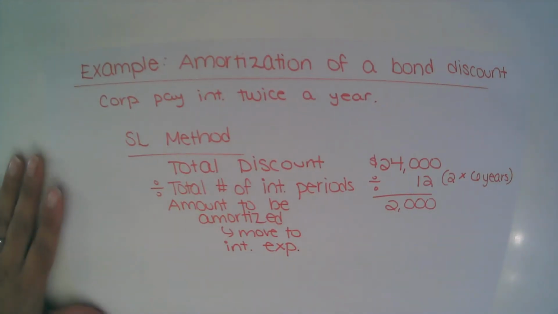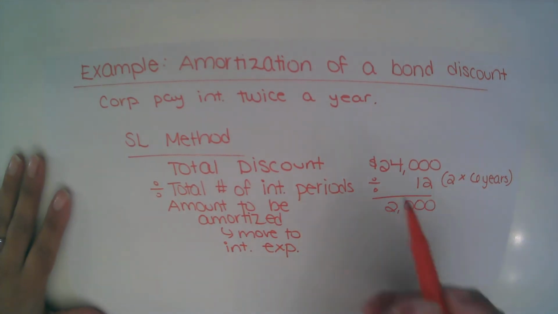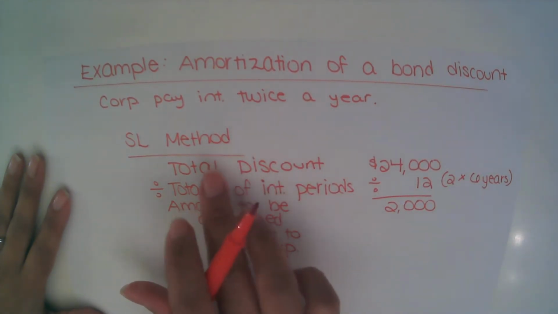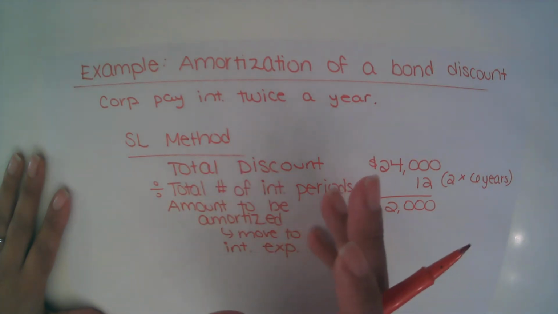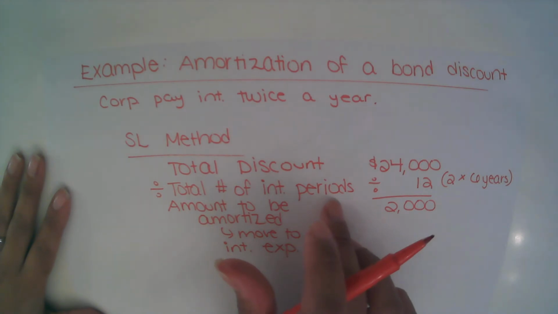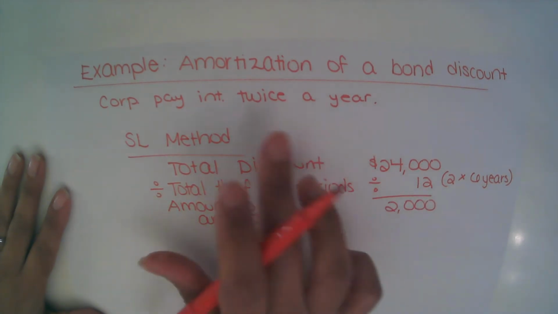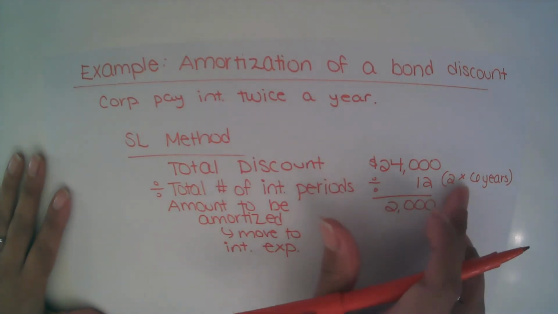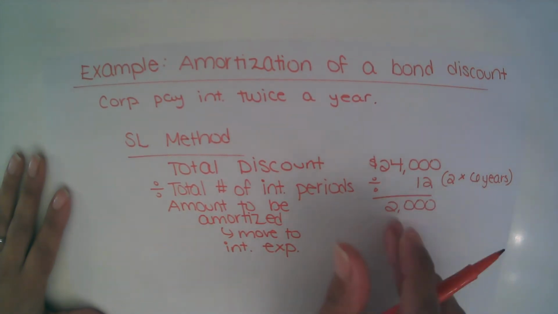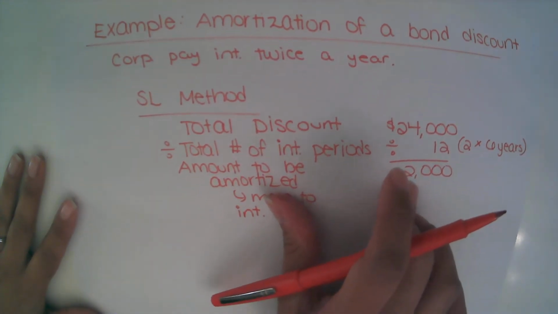So now let's go ahead and practice the journal entry. So we know the amortization, how to calculate it with the straight line method. Your formula is to take the total discount or premium, divide by the total number of interest periods. If they give you the interest periods, great. If not, assume it's paid twice a year and multiply it by the number of years, the life of the bond. Okay, that gives you the amount that will be amortized every interest period.